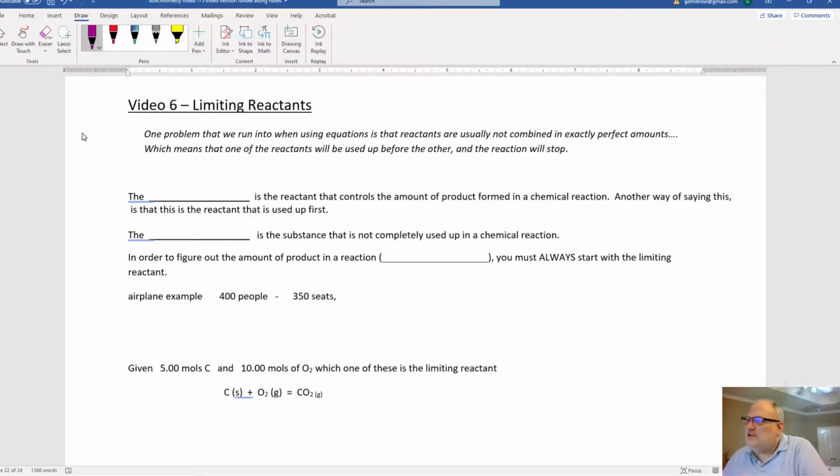I want you to take a look at your video notes here. The term that we use for the thing that gets used up in a reaction, we call that the limiting reactant. So the reactant that gets used up first when we're doing a reaction is called the limiting reactant. And the reactant that gets left over is called the excess reactant.